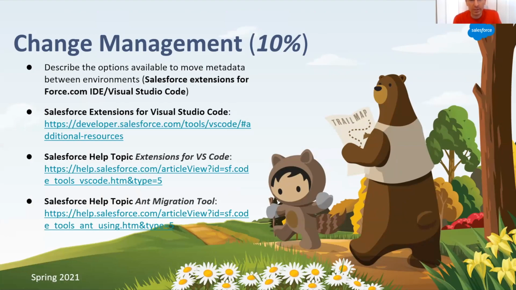So again, the topic today is change management, which is 10%, which means you can probably expect about 7 questions on the exam for this topic. Specifically today, I'm talking about Force.com IDE, which transitioned into Visual Studio Code, also known as VS Code, also known as VSC. Here are the resources for today. In this particular topic, you can probably expect 2 to 3 questions, so probably not a lot, but still worth noting.